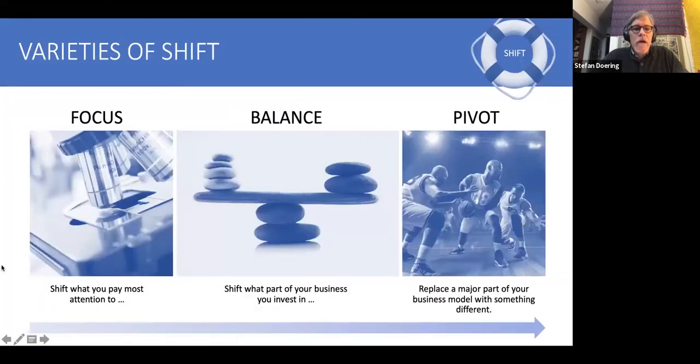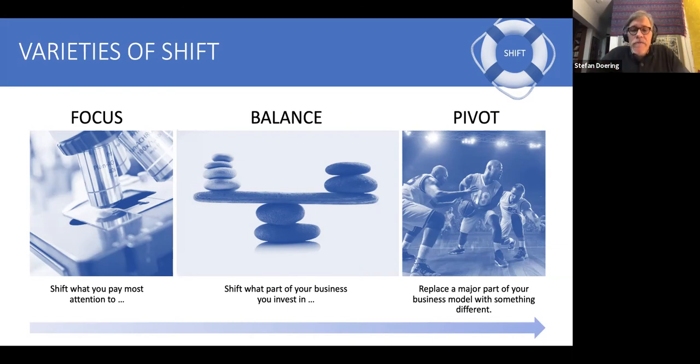Okay, so first, I wanted to briefly mention that we define shifting your business model into three categories, from a minor shift to a major shift. Focus is a minor shift. Let's say you have 5 different products or services, and out of those 5, 4 are really not doing much because of COVID, but this one is doing really well. So you're going to focus on that one and build that up. A lot of you have been doing that already, but that's one of the shifts.